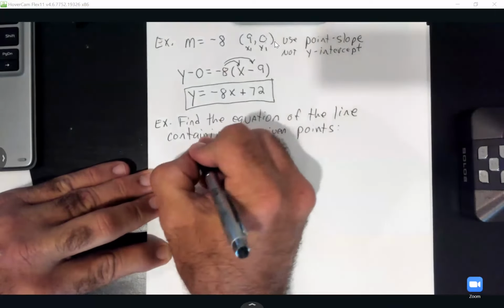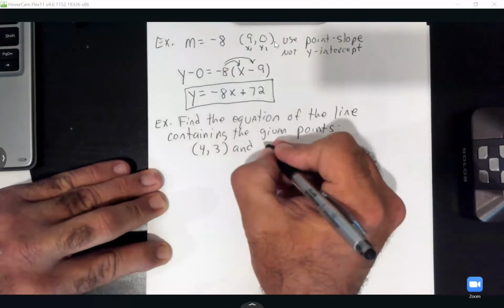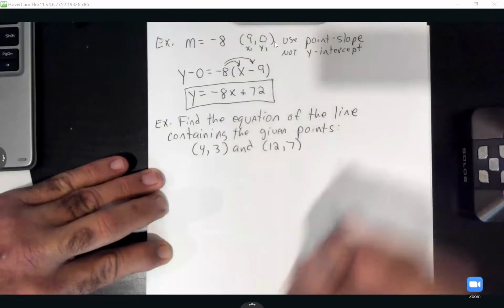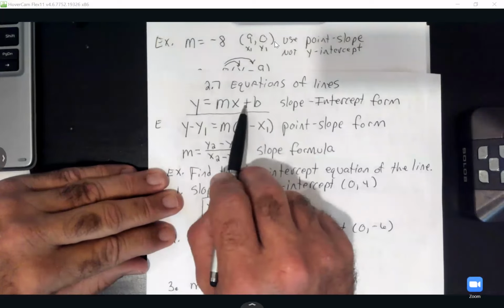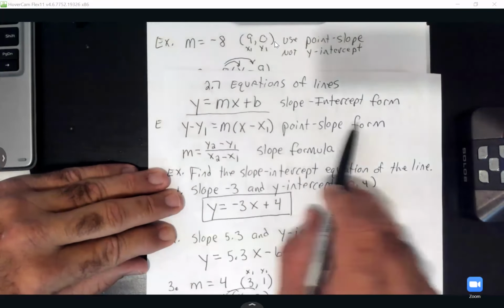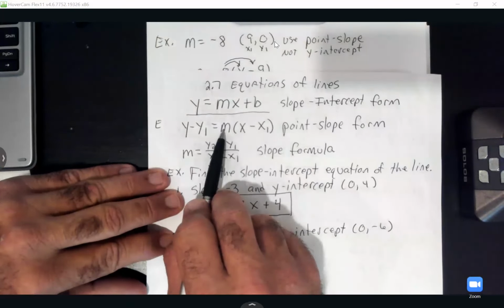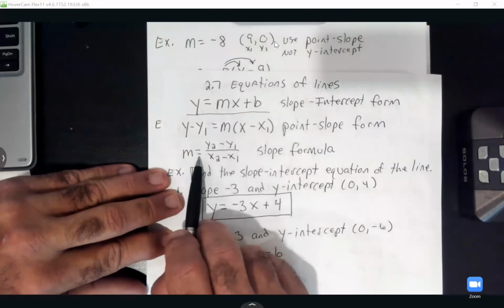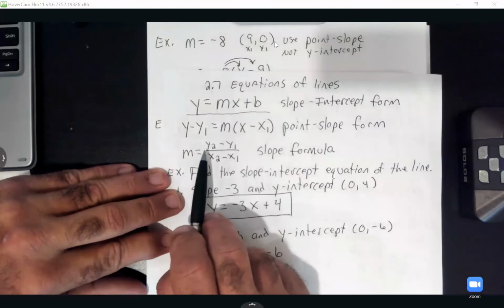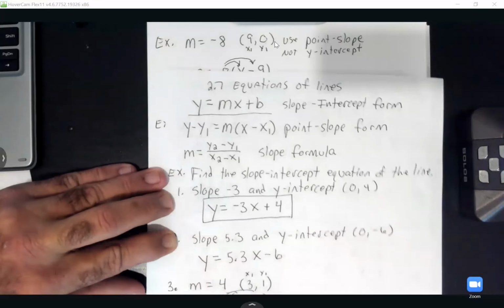So y'all, my 2 points are (4, 3) and (12, 7). So notice, I cannot use the slope-intercept form because I don't know the slope. I can't use the point-slope form yet because I don't know the slope. So guess what we're going to have to do? We're going to have to find the slope using our slope formula. Once I know my slope, I can pick one of them 2 points and plug it into the point-slope formula to get our final answer.